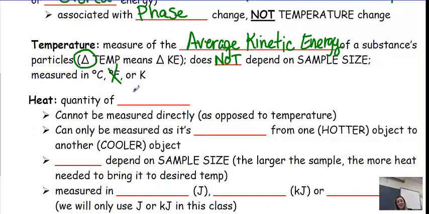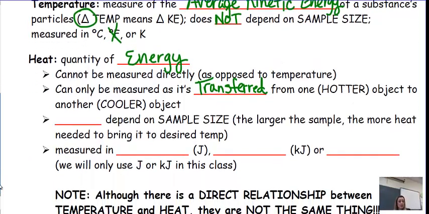So heat is the quantity of energy, or the amount of energy. All right, it's not temperature. And it can only be measured as it's transferred from one hotter object to another cooler object. So we're going to put transferred here. And it's always going to go from high to low as far as transfer of energy. It does depend on sample size. The larger the sample, the more heat needed to bring it to the desired temperature.